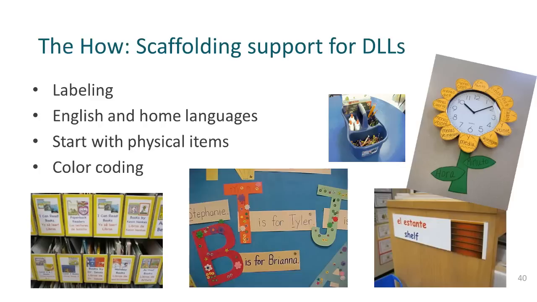So that we have issues around labeling, and so there's ways that we can label things in both English and home languages. We start again with physical items, what I said in terms of being in the hand and in the brain, things that children are going to be able to see and touch and feel. And then this last issue is really important when there are multiple languages, and that is color coding. In Fresno, where I'm working now, we have many Hmong speakers and many Spanish speakers. So actually to use color coding so that you see it labeled in Hmong, and you see it labeled in Spanish, and you see it labeled in English in different languages.